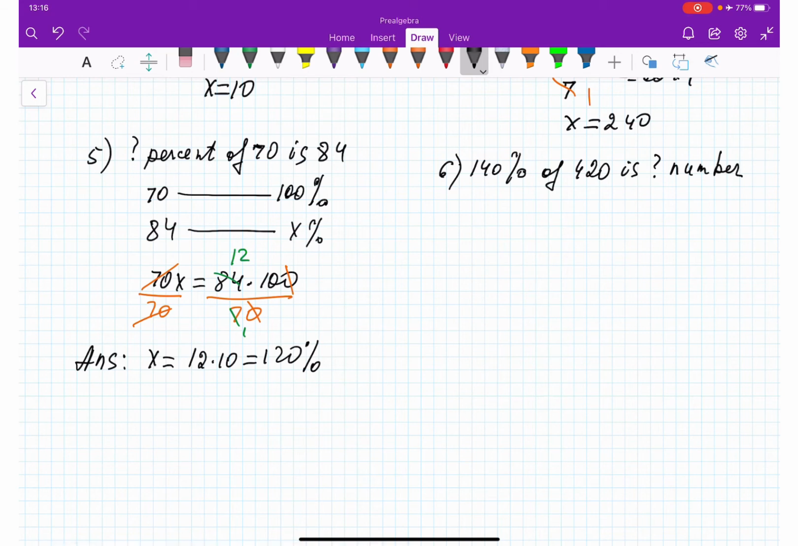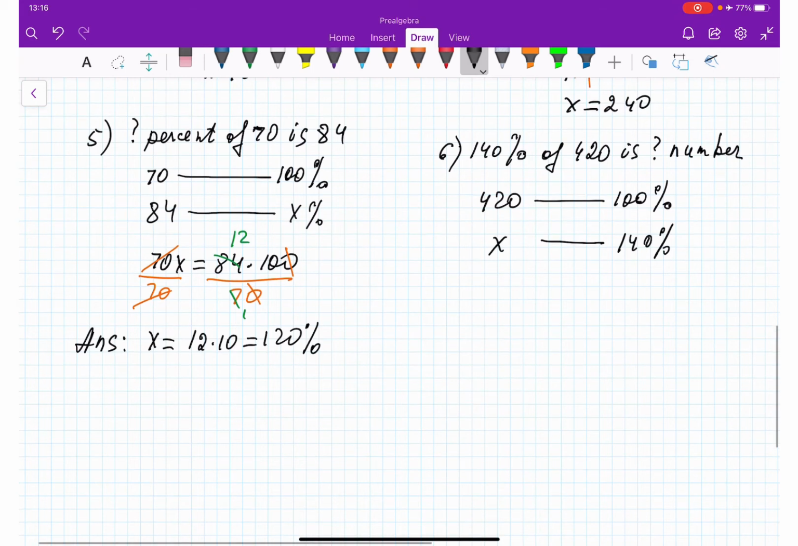Okay, so 140% of 420. So 420 is going to be our 100%, and 140%, writing under percentage, is going to be our X number. Okay, so 100 times X, this pair, is equal to 420 times 140.